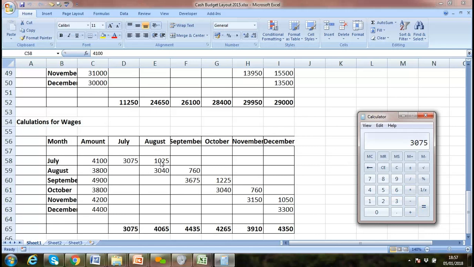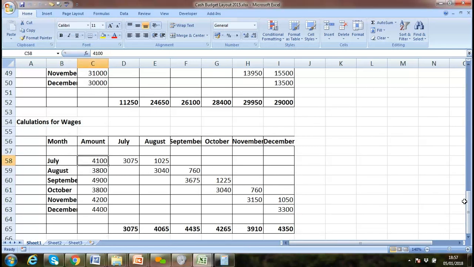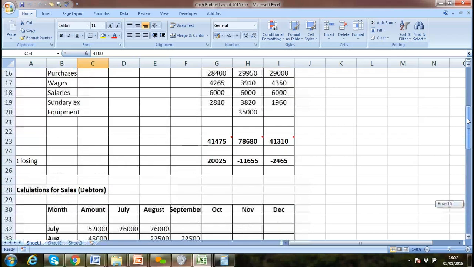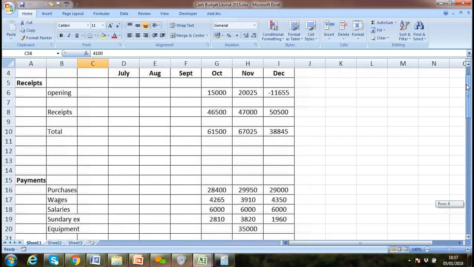In August we have 5 weeks, so we'll divide by 5. One week will go there and the remaining. So we'll carry on doing like this and we'll do the total of wages.